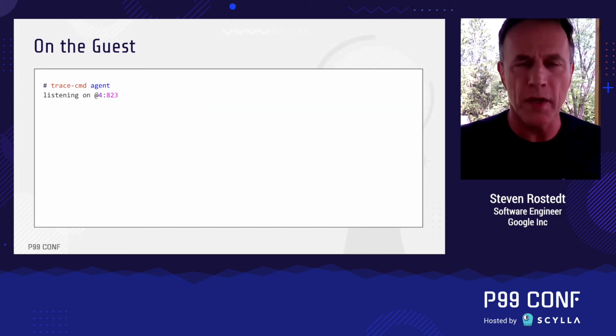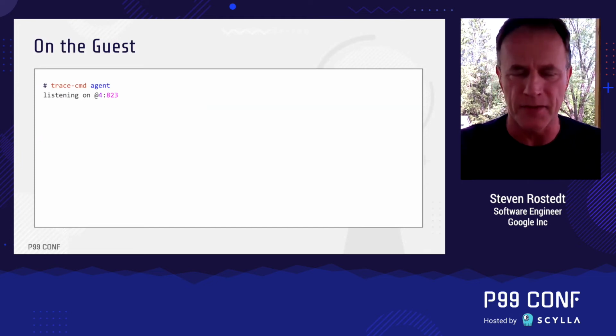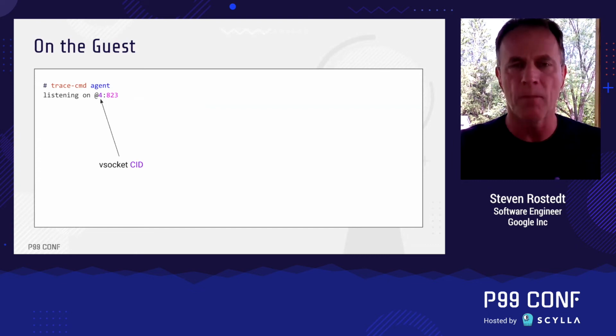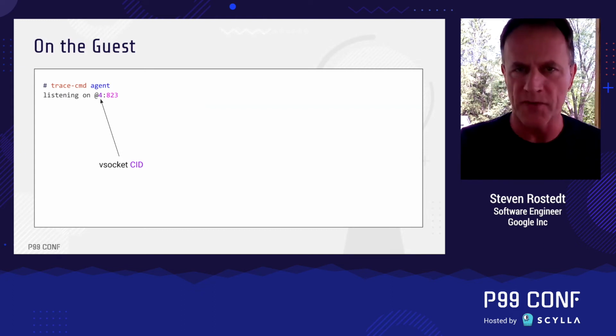So how do you run it on the guest? Well, simple. You just run trace-cmd agent, and it runs. There's a -D option to run as a daemon, and it'll tell you it's listening on @4:823. Well, what does that mean? Well, @4 is the context ID of the virtual socket. Think of it as like an IP address for networking sockets.